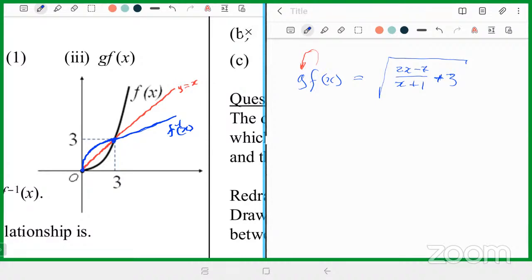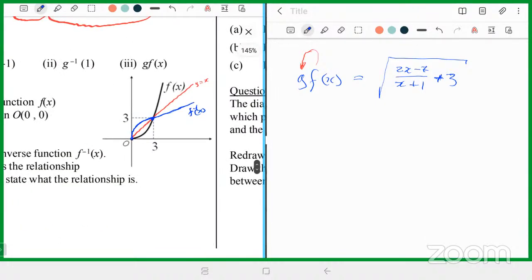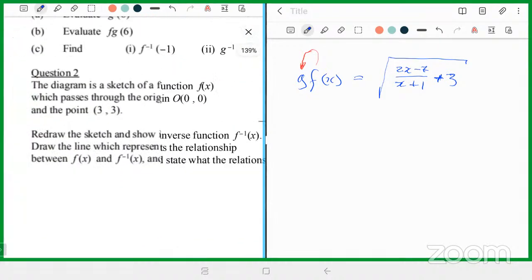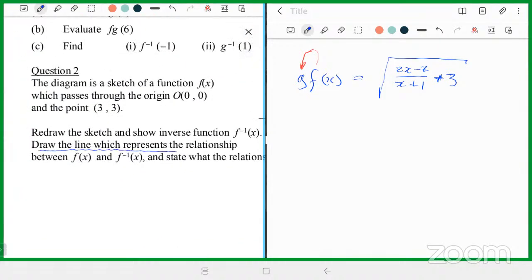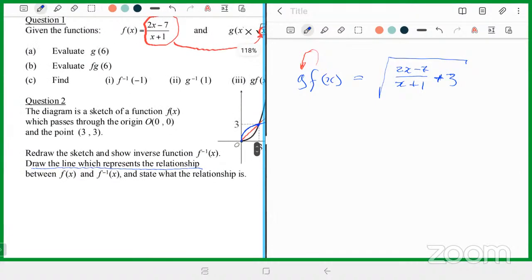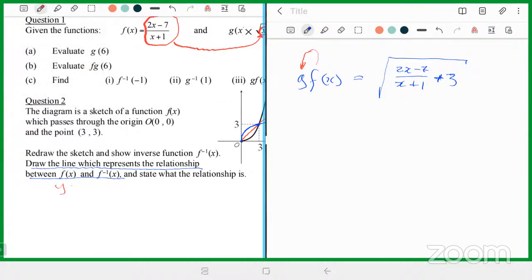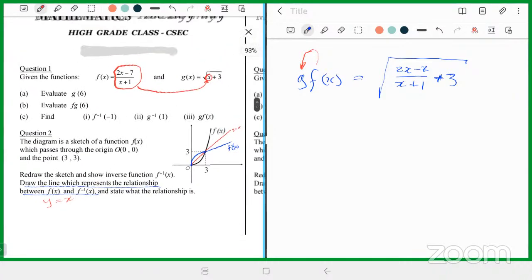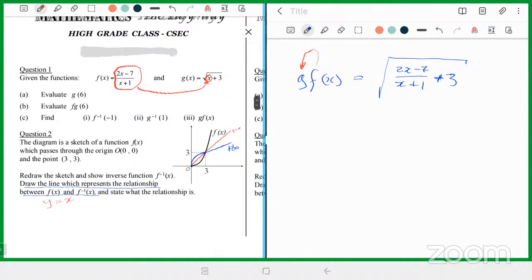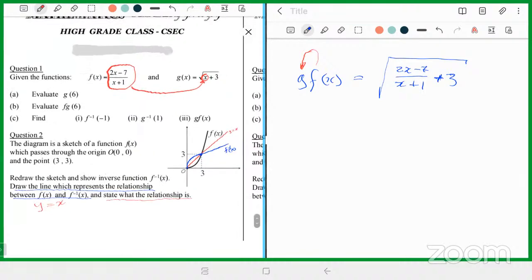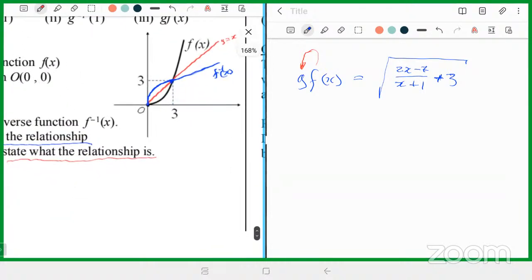Yes, sir. All right. When you draw it, it should look like a reflection. But that's the relationship between them. So this line, the question says, draw the line which represents the relationship between the function and inverse. That line is a red line that I drew, y equals x. That line represents the relationship between them. And it asks us to state what the relationship is. The relationship is as shown on the diagram. They are reflections of each other in the line y equals x.